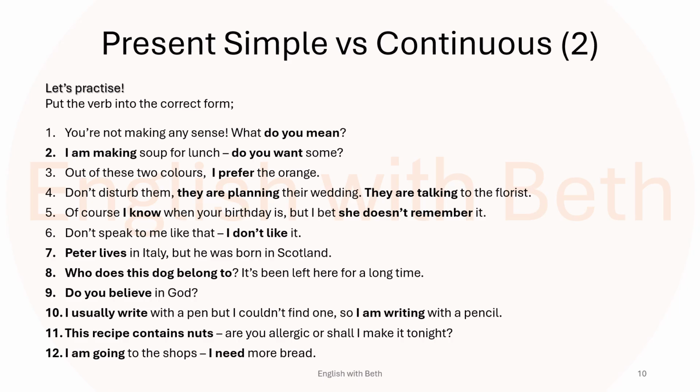I am going to the shops. I need more bread. I am going, present continuous, is happening right now. I need is one of these verbs that is rarely used in present continuous, so it is in present simple. Well done if you got all those correct.